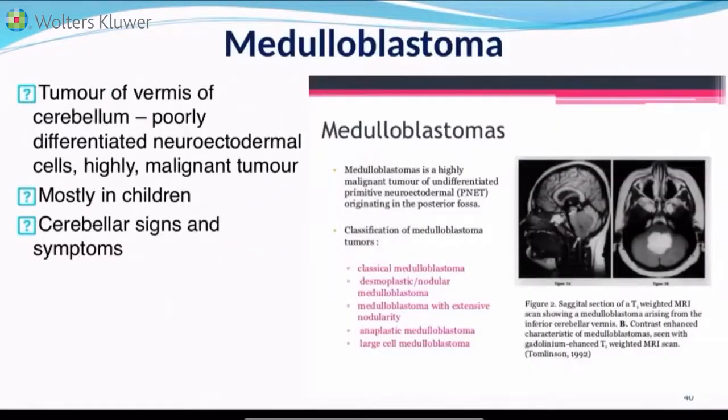Now coming to medulloblastoma, it's one of the tumors of cerebellum which involves the vermis. It's due to poorly differentiated neuroectodermal cells. It is a highly malignant tumor, mostly occurring in children, and there will be signs and symptoms of cerebellar lesion in the patient. It's a very rapidly progressing tumor, and it's really very difficult to save the child. All these are developmental defects because it's due to poorly differentiated neuroectodermal cells. So that's about medulloblastoma, which is a very rare kind of highly malignant tumor in children.